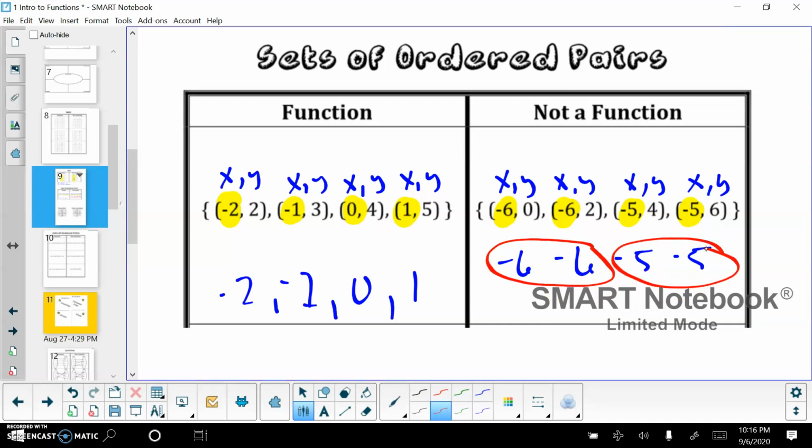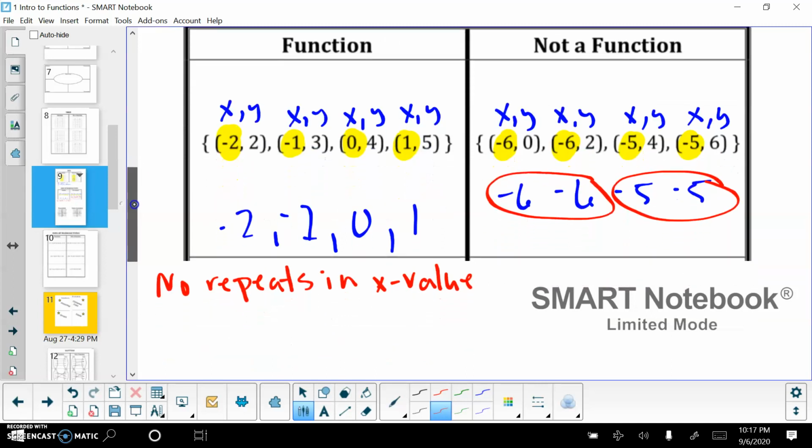So once again, in order for it to be a function, we can have no repeats in the x value, which again we refer to as the domain. If it does repeat in the x value, then it is not a function. And notice I'm not looking at the y values at all. The y values do not matter. What controls functions versus non-functions are the x values.